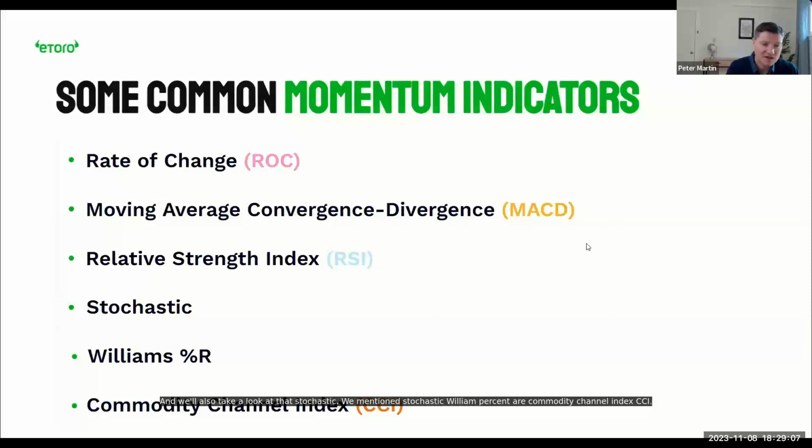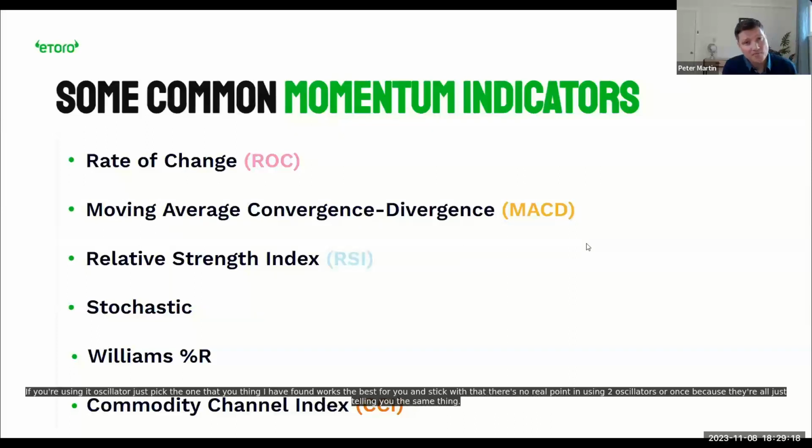Stochastic, Williams percentile, commodity channel index, CCI. All three of those are very similar. Oscillators in general do tend to work in a similar way. If you're using an oscillator, just pick the one that you think or have found works the best for you and stick with that one. There's no real point in using two oscillators at once because they're all just telling you the same thing. So really you just want to use the one that you think works best for you.